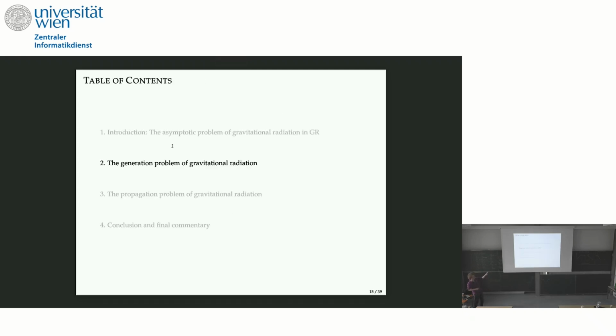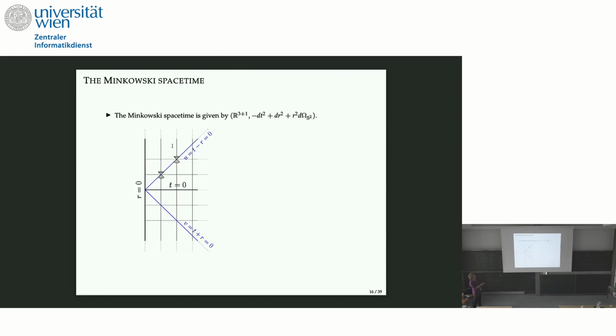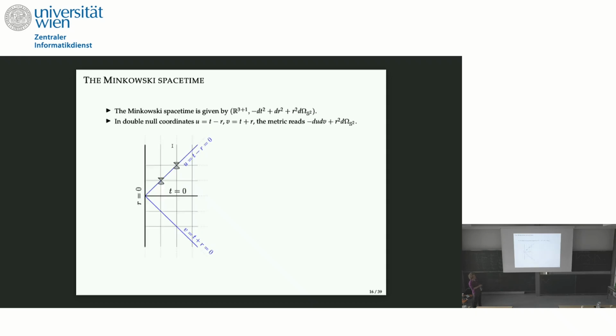Right, so now I'll talk about this generation problem with a slightly higher degree of specificity. Okay, this will all take place in Minkowski spacetime, so I'll very briefly introduce that. So Minkowski spacetime is this thing, and we can introduce these double null coordinates. I will always be working in these double null coordinates u and v, which I drew down here, just so you can always refer to them.